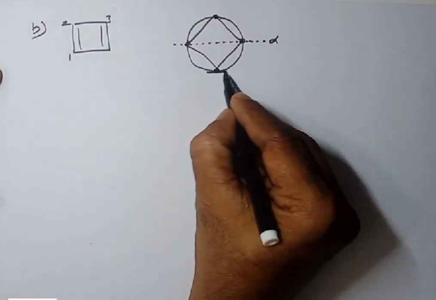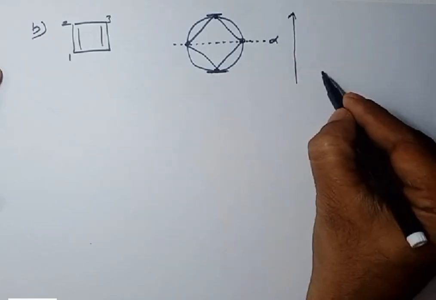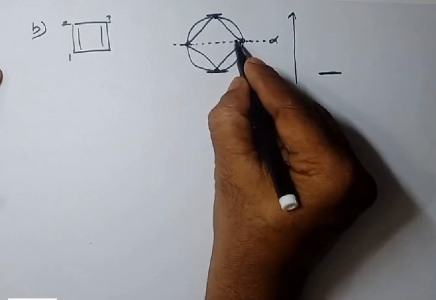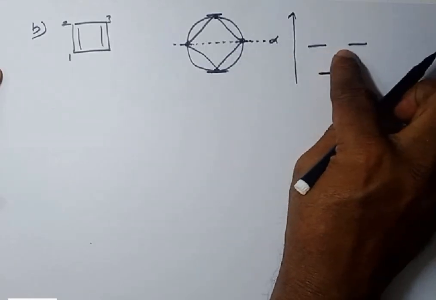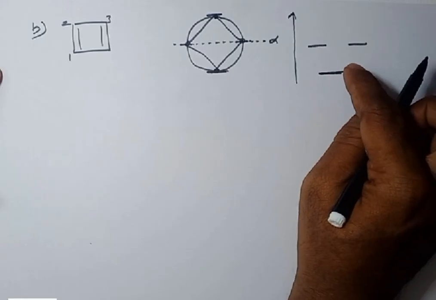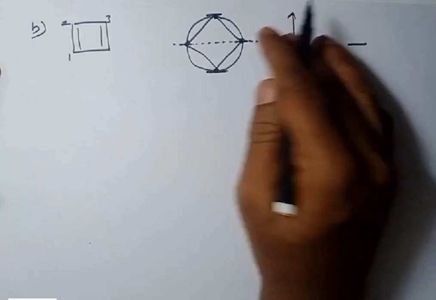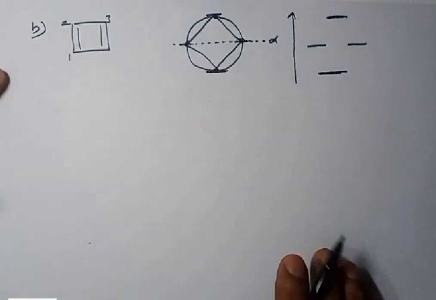Now, see, I have a molecular orbital here. This is bonding. And we have two molecular orbitals exactly at the center, right? We call these molecular orbitals non-bonding molecular orbitals. They are not involved in bonding. And we have an anti-bonding molecular orbital here.